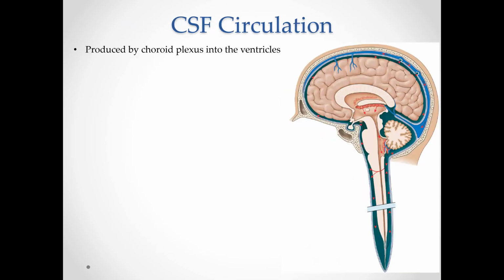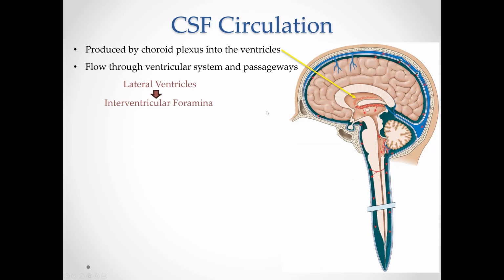So looking at the circulation of CSF, remember CSF is produced by the choroid plexus, which is located in the ventricles. So here's some of the choroid plexus in the lateral ventricle, here's choroid plexus in the third ventricle, and here's choroid plexus in the fourth ventricle. The CSF then flows through the ventricular system and the passageways. We went over this earlier, but just as a quick review: from the lateral ventricles, it would flow through the interventricular foramina into the third ventricle. Then it would flow through the cerebral aqueduct into the fourth ventricle, and then it would go down into the central canal.